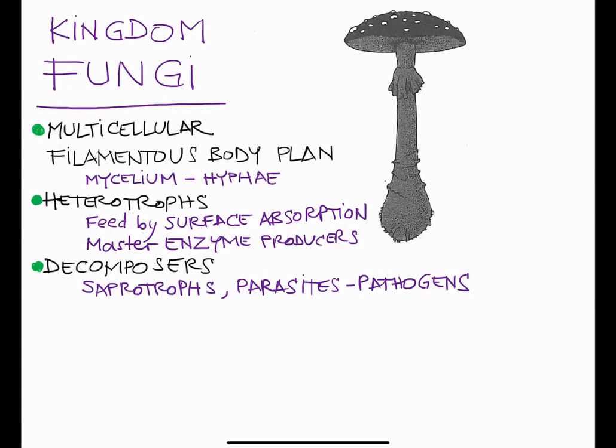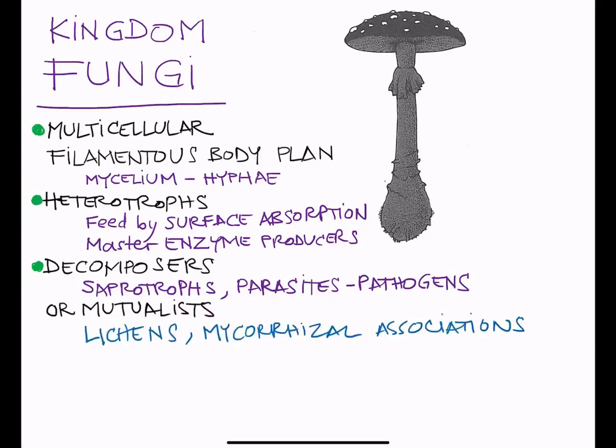It prevents massive buildup of dead stuff. So they are extremely, extremely important ecologically. We could not live without them. Nothing could. Now, they're either decomposers or they're mutualists. They can come in the form of lichens or mycorrhizal associations, and we're going to talk about both of those.